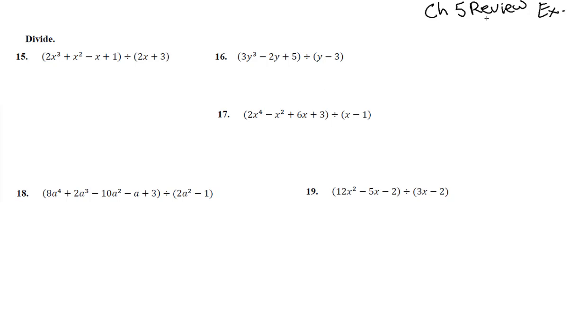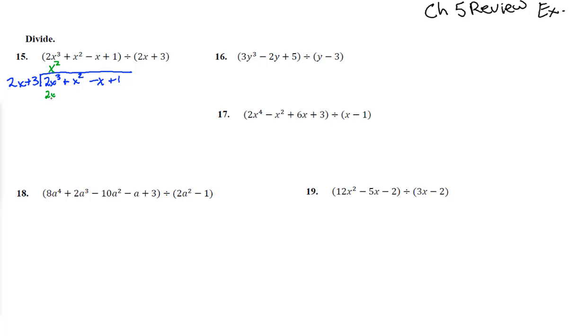Here we are in Chapter 5 review exercises numbers 15 through 19. Notice in all of these we're dividing by a binomial, so we don't have the luxury of just putting each of these individual terms over it. We have to do the long division. So we actually have 2x cubed plus x squared minus x plus 1, and that is being divided by 2x plus 3. All right, so 2x goes into 2x cubed, x squared times.